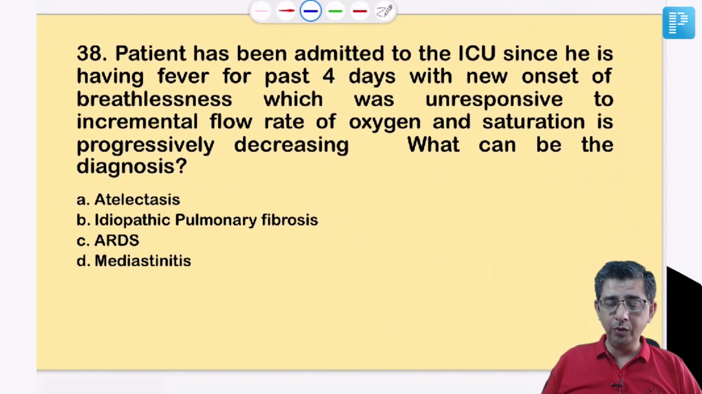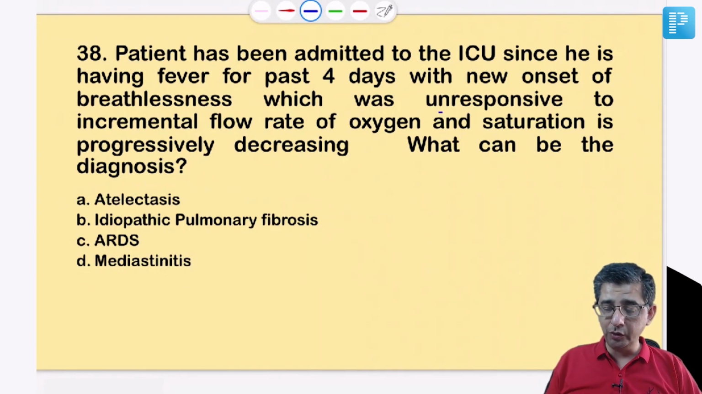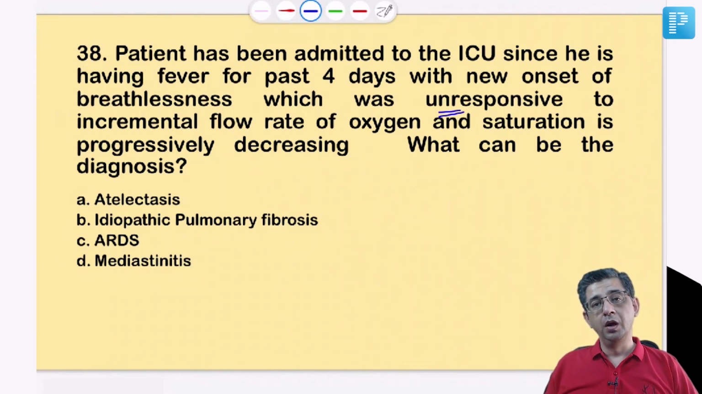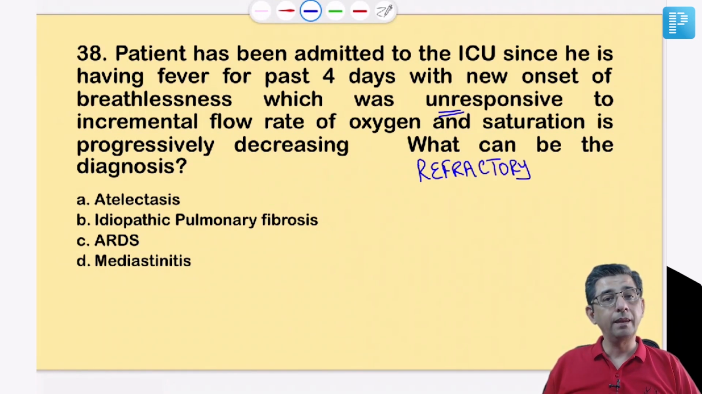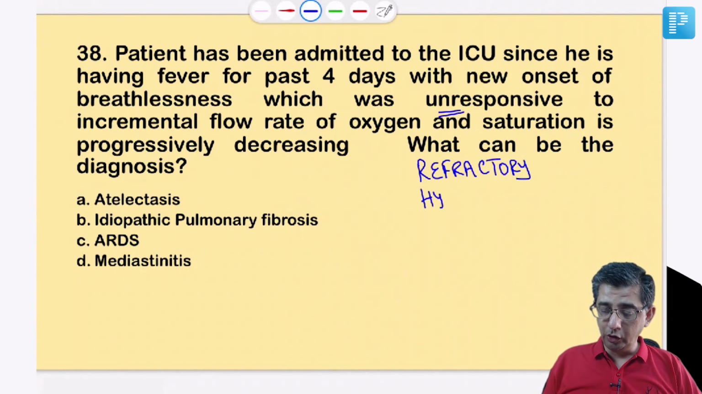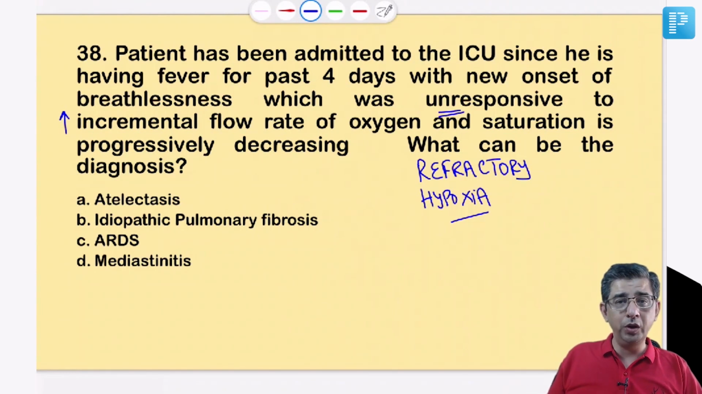38 was slightly a tricky one. It said a patient has been admitted to an ICU since he's having fever for the past 4 days with new onset of breathlessness, which is unresponsive to incremental rates of oxygen. The key word of this MCQ is that you need to look for a condition causing refractory hypoxia. He is mentioning the fact that the doctor is giving oxygen to the patient. You see, he's written that incremental flow of oxygen was given to the patient, but saturation is still dropping. Standard presentation could have been COVID-19 pneumonia. No, in COVID-19 pneumonia, you keep on giving oxygen to the patient.